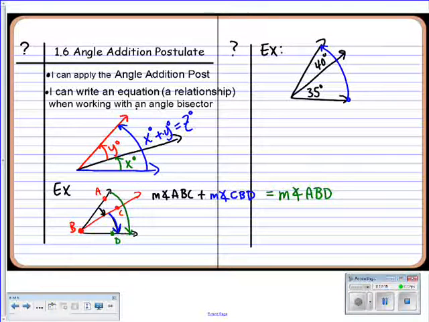All right, let me have you take a look at this example and see if you can find out what the big angle's measurement is. Go ahead and put me on pause and see if you can do that on your own.